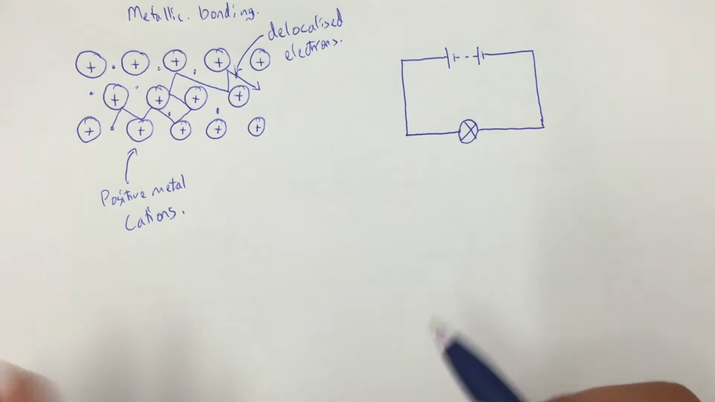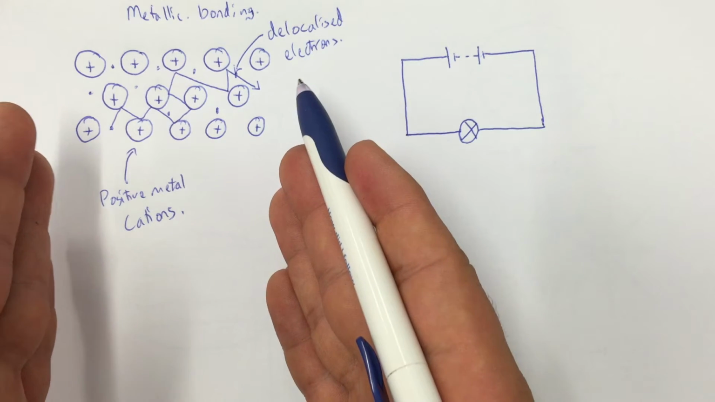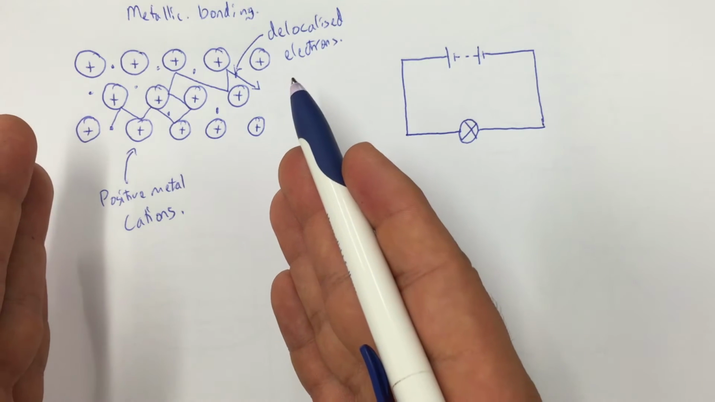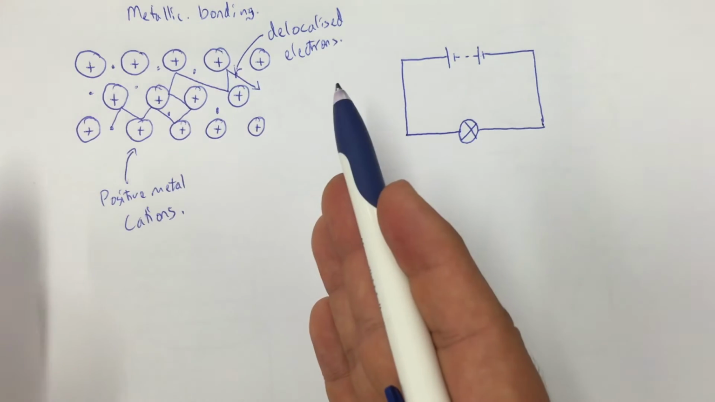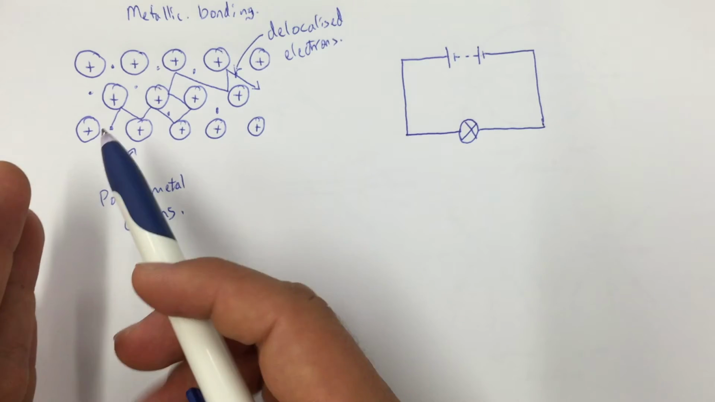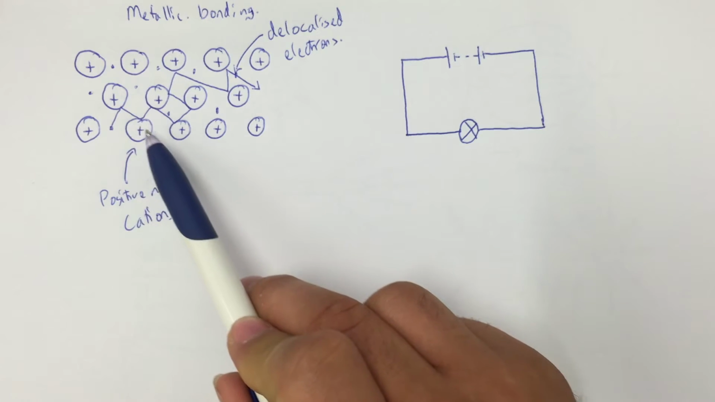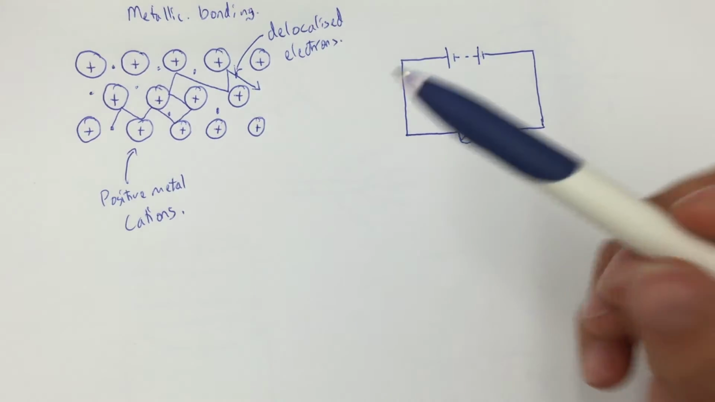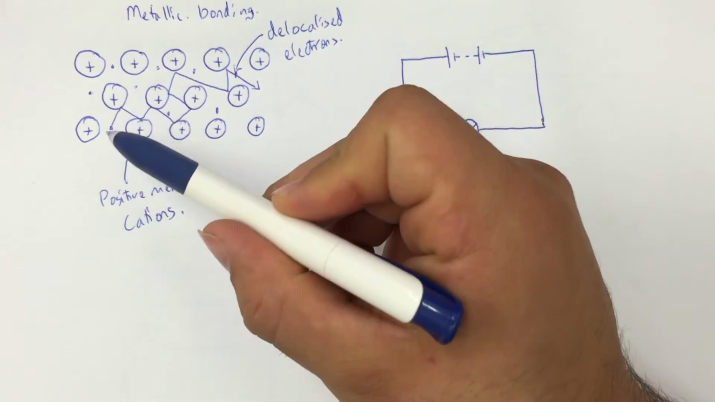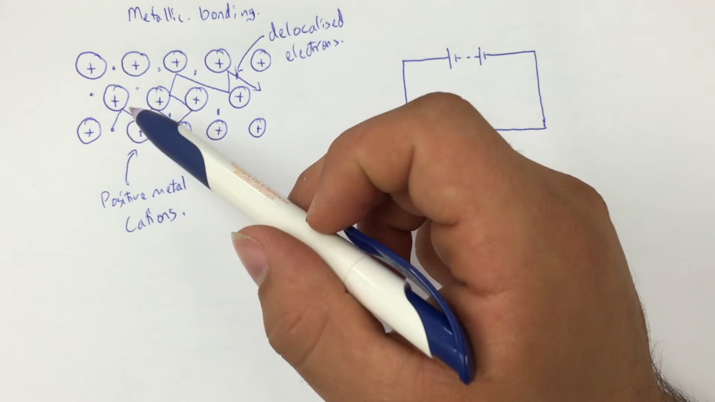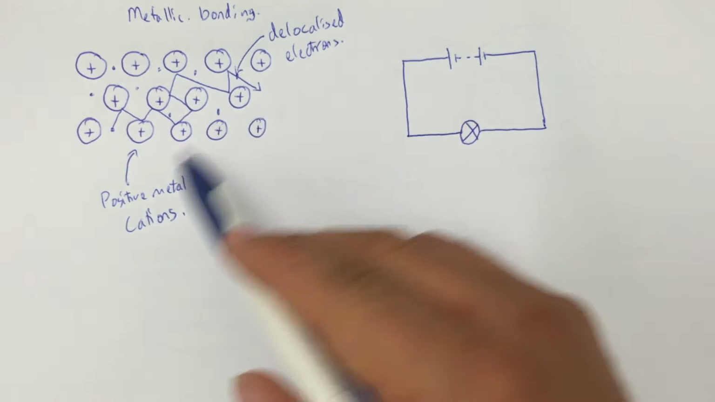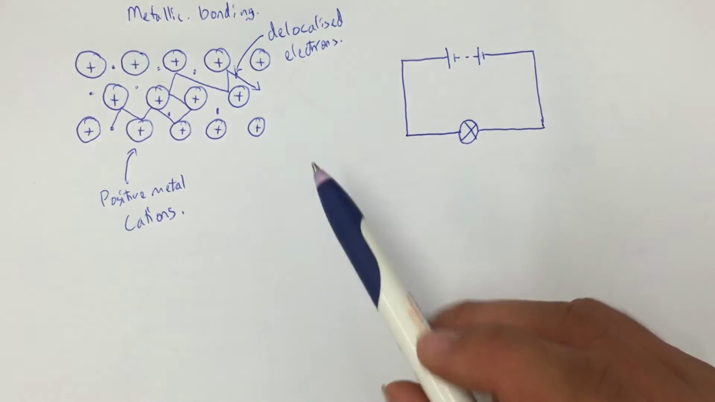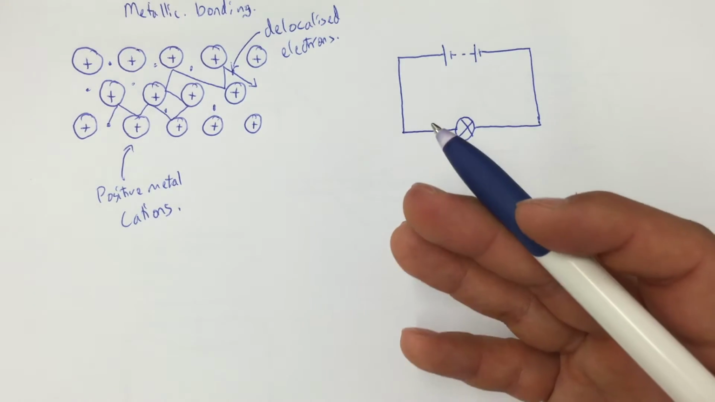But if I apply a potential difference, if I apply a voltage across a section of wire, what I'm going to do is I'm going to encourage the electrons to travel or drift in one direction. Now, electrons themselves travel incredibly fast, hundreds of meters per second. But in terms of how fast they travel down the wire, they travel very, very slowly.